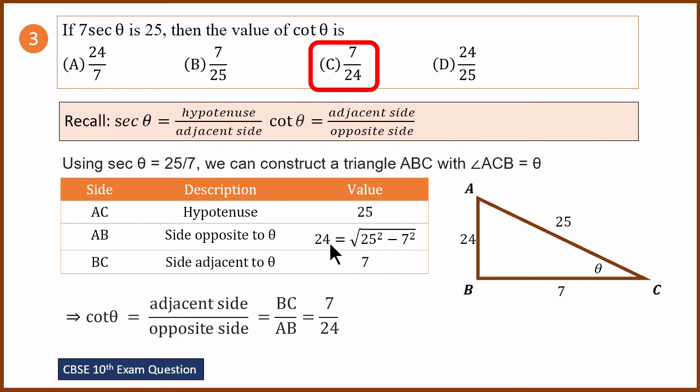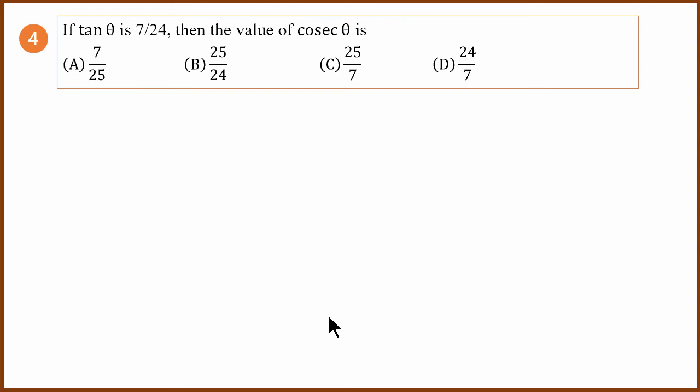Okay. So to solve the question, what did we do? We used the secant theta definition and drew the triangle. We found the missing side. After finding the missing side, we used the cot theta definition and found cot theta. This is a very common kind of question. I suggest you practice this method.